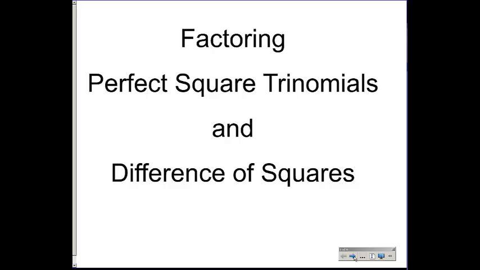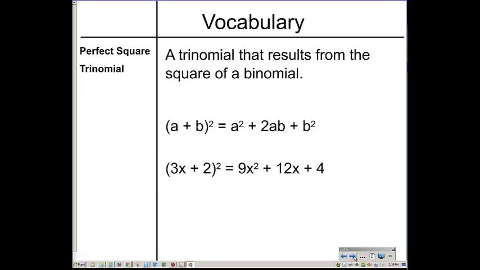Hello and welcome back. For this video we'll be discussing how to factor perfect square trinomials and differences of squares. A perfect square trinomial is a trinomial that results from the square of a binomial. So here we have a binomial, a plus b, and we're going to square it. And that always produces our perfect square trinomial with a predictable pattern.